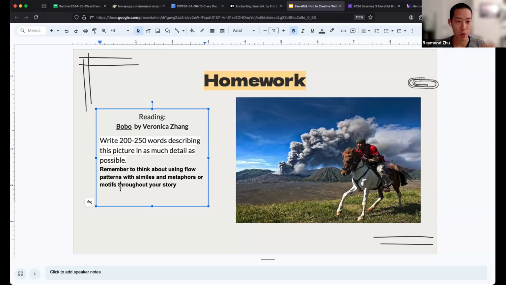And then I want you to read Bobo by Veronica Zhang, which is a great story. And we will take a look at it on Tuesday in class, and we'll do the same thing where we annotate it. Anybody have any questions with the homework, or feedback I've given, trouble submitting?